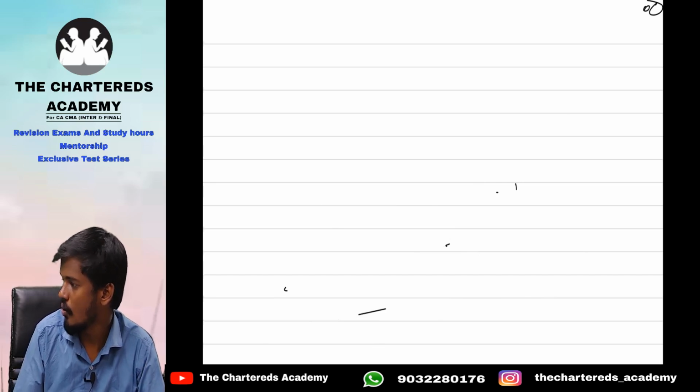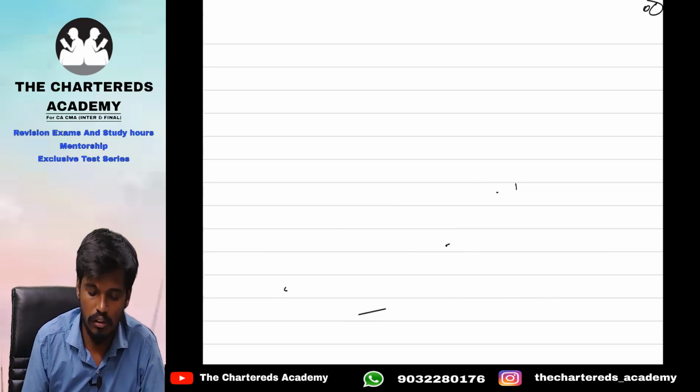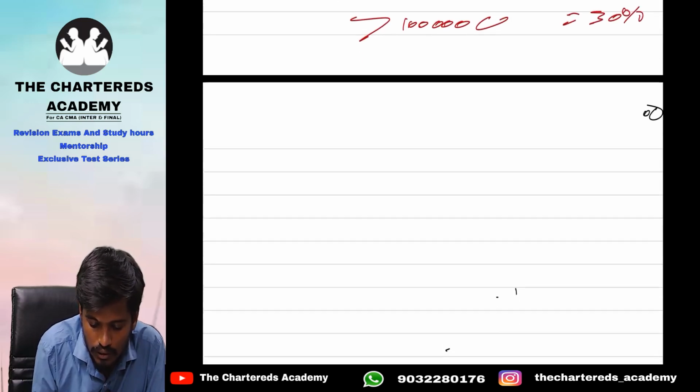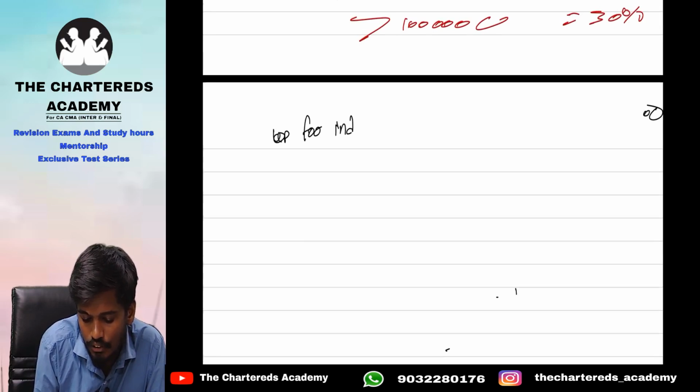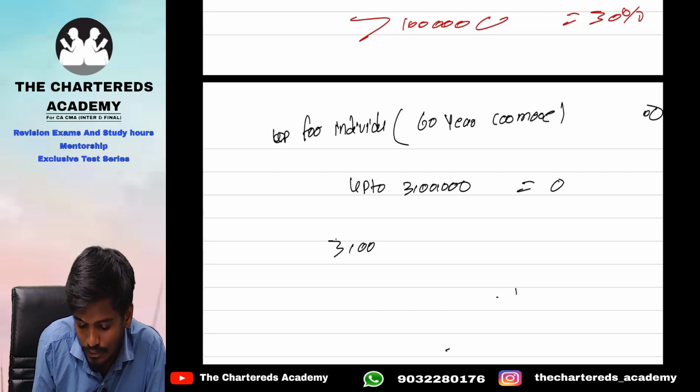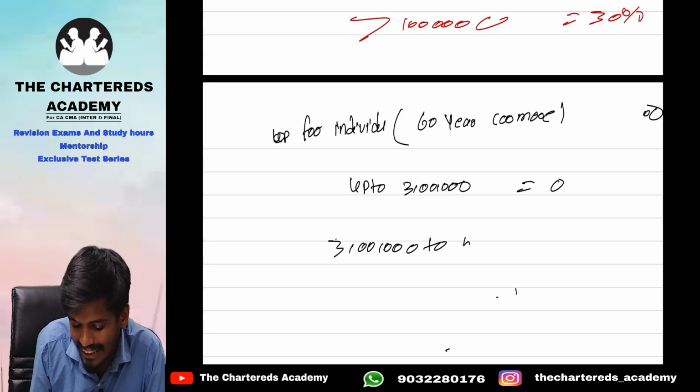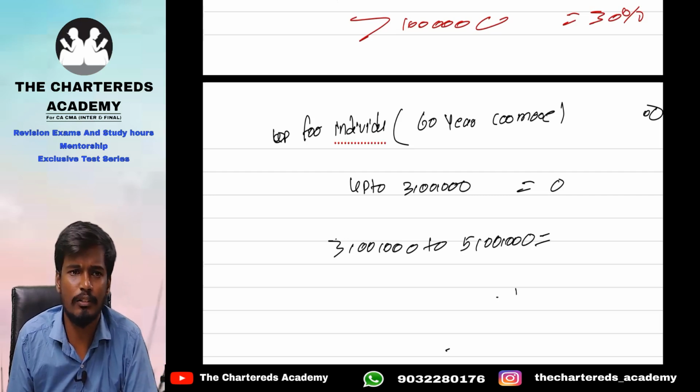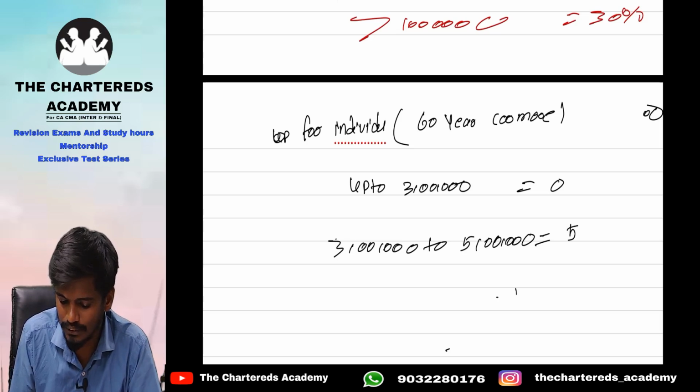Normal individual. Okay. So, with total income, sir, for the individual who attains the age of 60 years or more, up to 3 lakh, the tax rate is 0%, sir. More than 3 lakh to 5 lakhs, your tax rate is 5%.